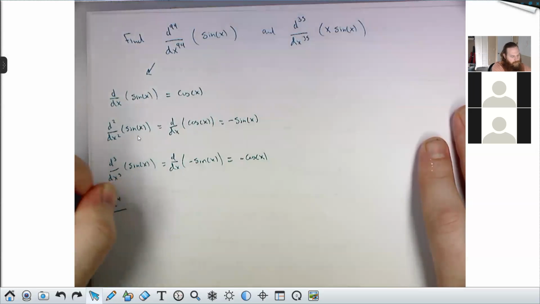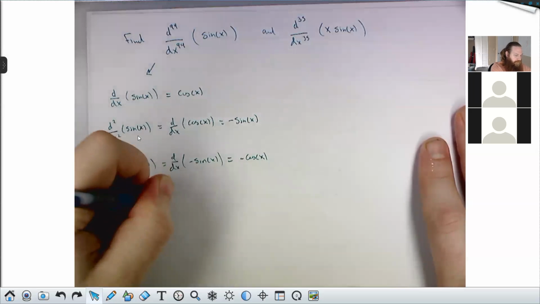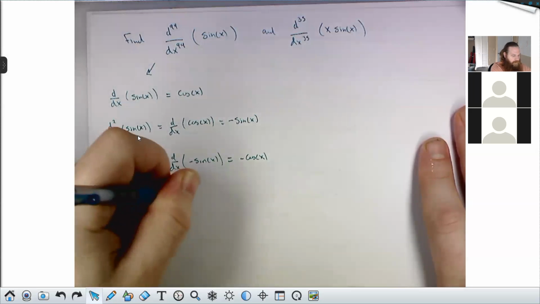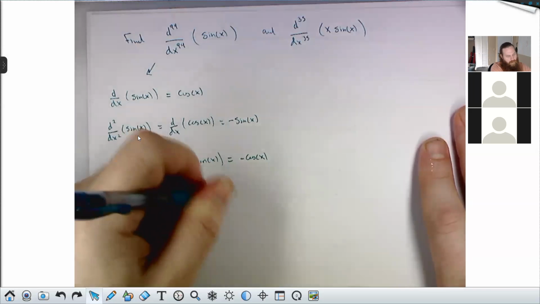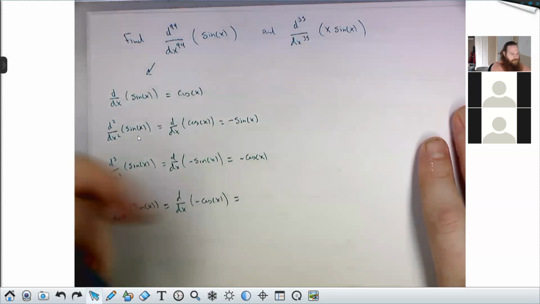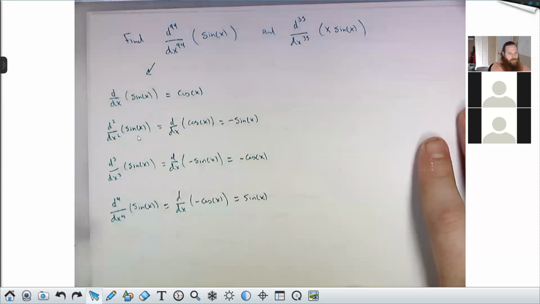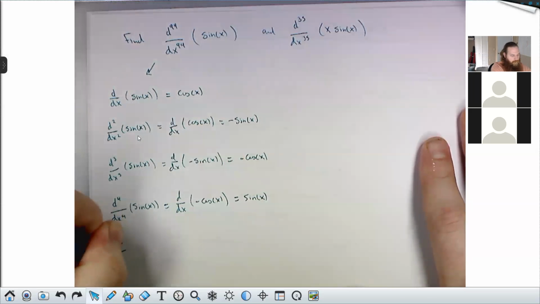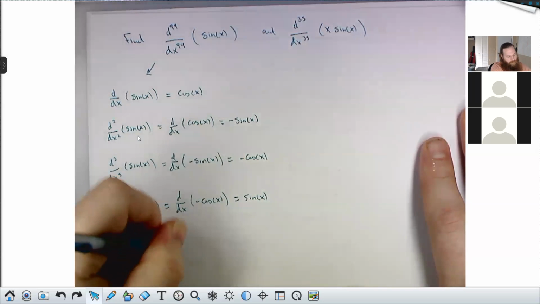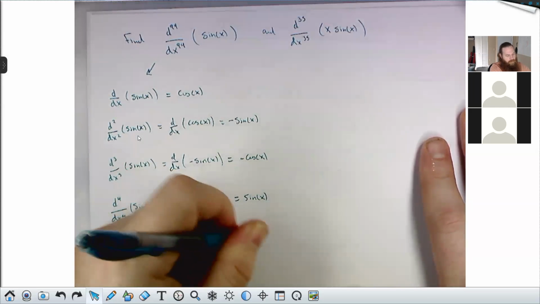And the fourth derivative of sine is the derivative of the previous line. And the derivative of negative cos x, well, the derivative of cos x is negative sine x. So the negative of that is positive sine x. And you notice that we are back to where we started, right? And so the fifth derivative is the same as the first derivative, which is cos x.